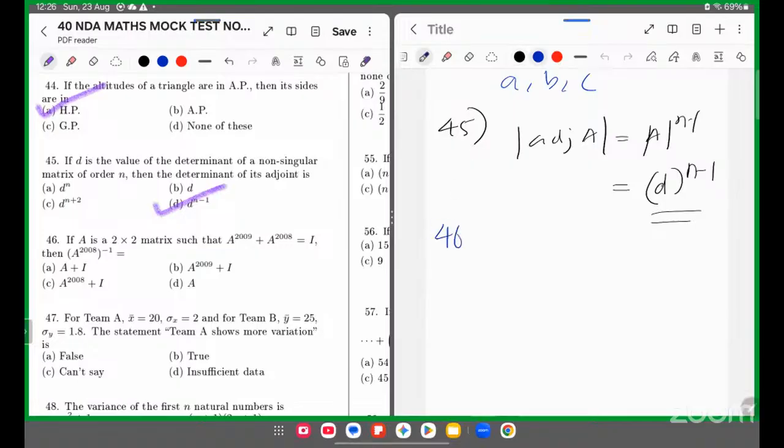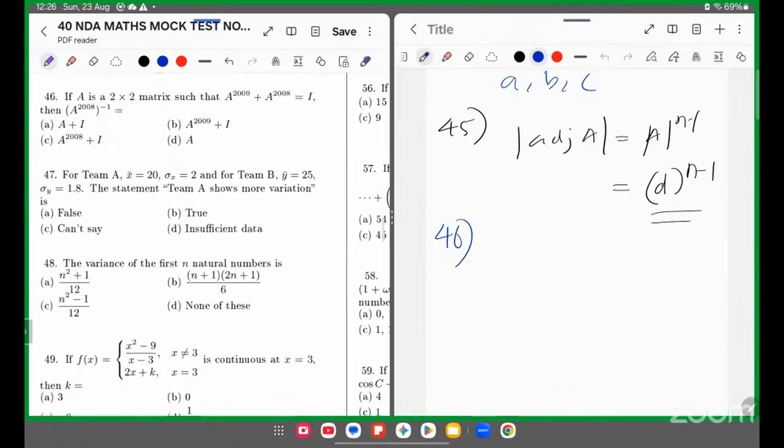Question number 46. If A is a 2 by 2 matrix such that A raised to 2009 plus A raised to 2008 is equal to I, then what is A raised to 2008 raised to minus 1? Okay. If you take A raised to 2008, it can be written as A plus I equal to I.